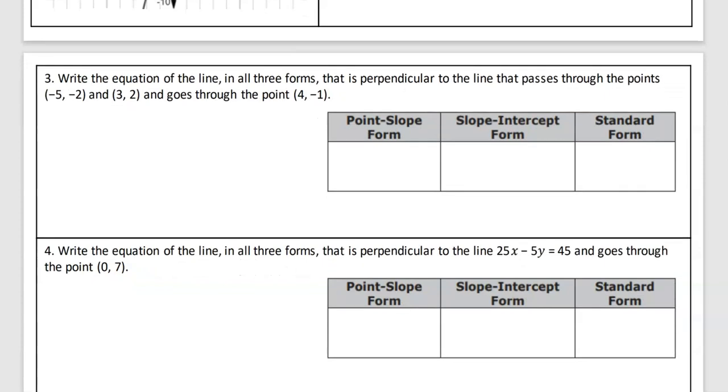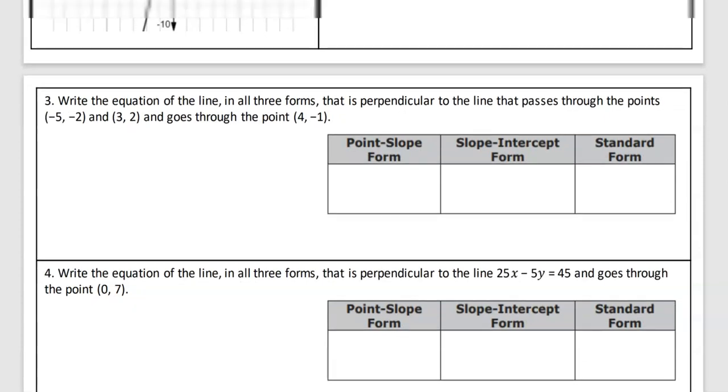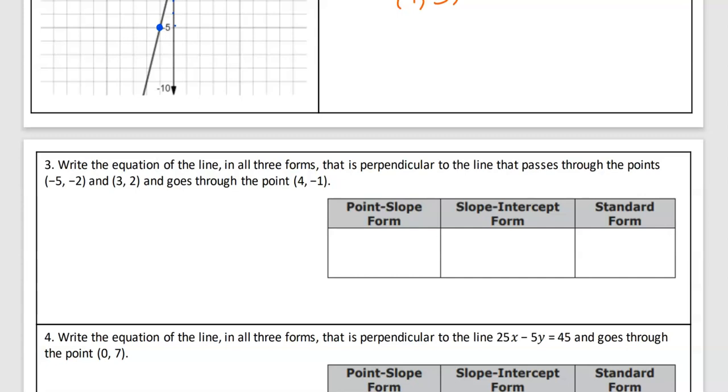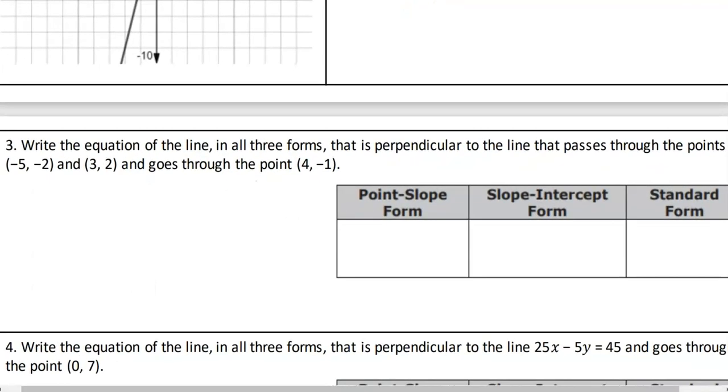So just like yesterday, we have all the different forms of lines. Okay? We have point slope, we have slope intercept, and we have standard form. We're given the same information that we had yesterday. We're going to be given, in this case, 2 different points. We use that to find slope, right? And it gives me a point that the line actually goes through.